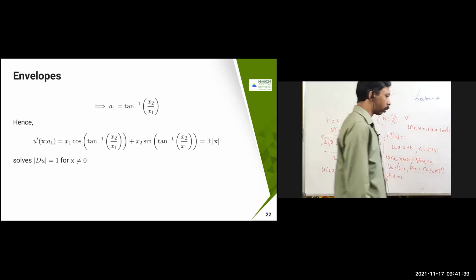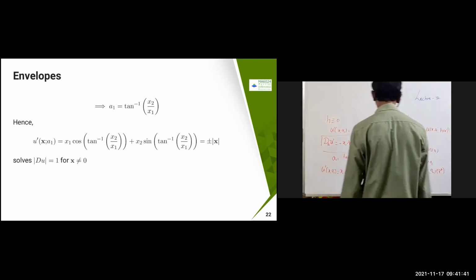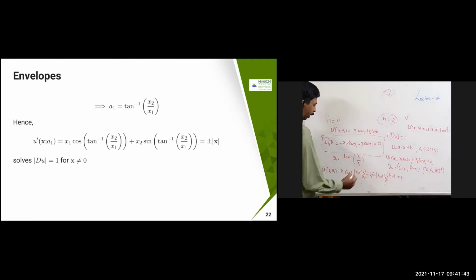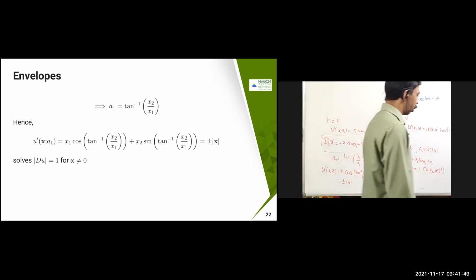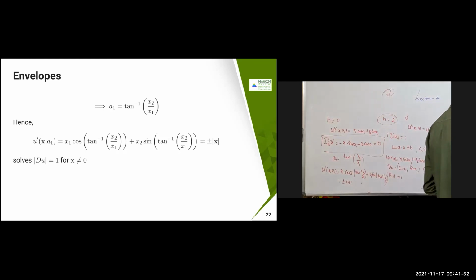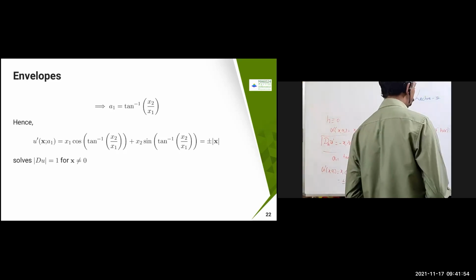This one I can simply write as equal to plus or minus mod x. So this is going to solve the problem, du equal to 1 for x not equal to 0.